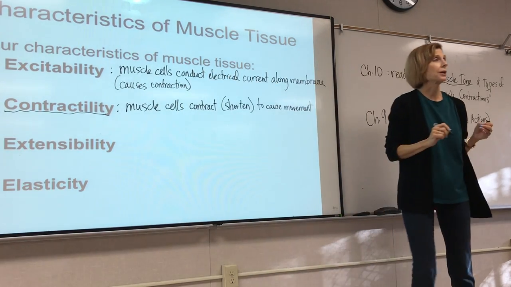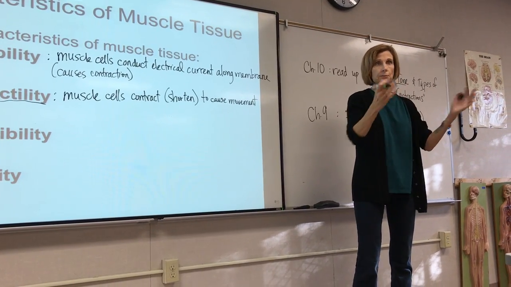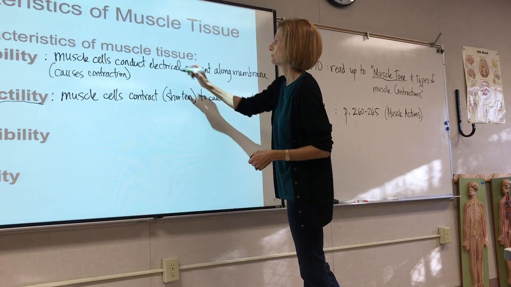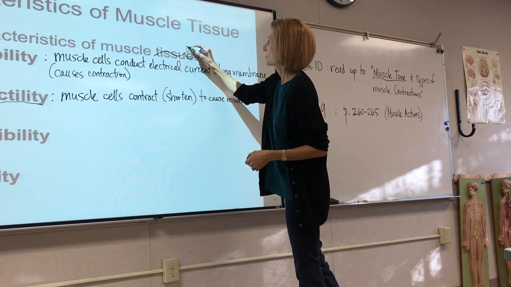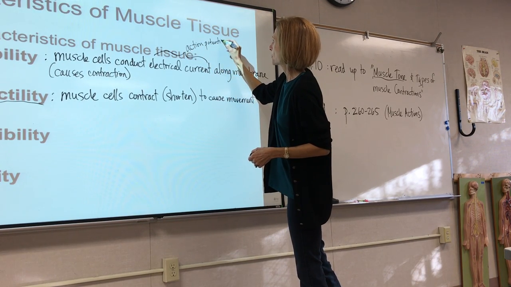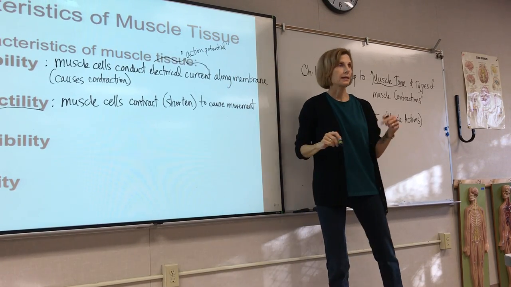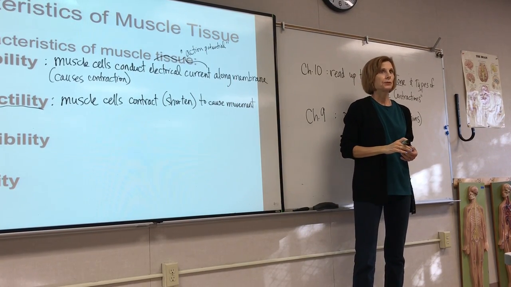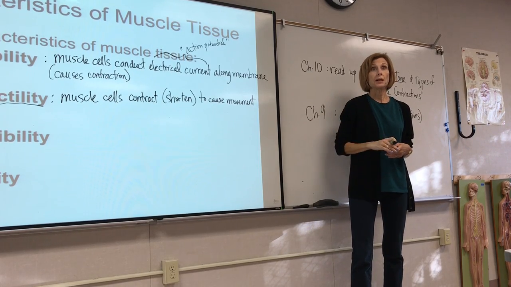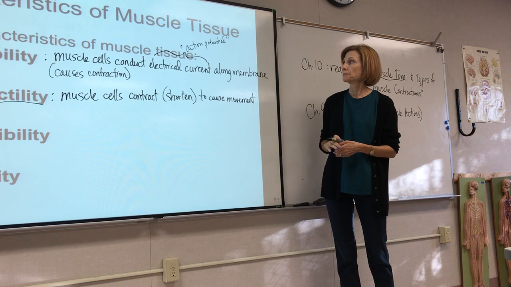This electrical current is called the action potential. And you guys might as well learn that term, the action potential, because we are going to be using that term a lot in the next week or so as we talk about muscle tissue. And then we'll also talk about this a little bit when we talk about neurons.